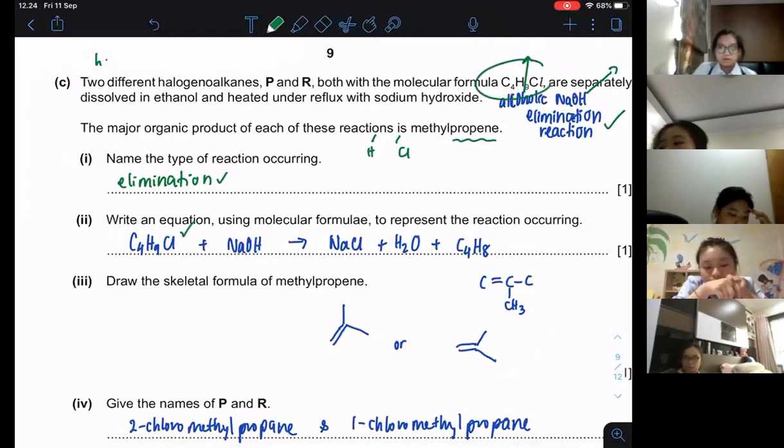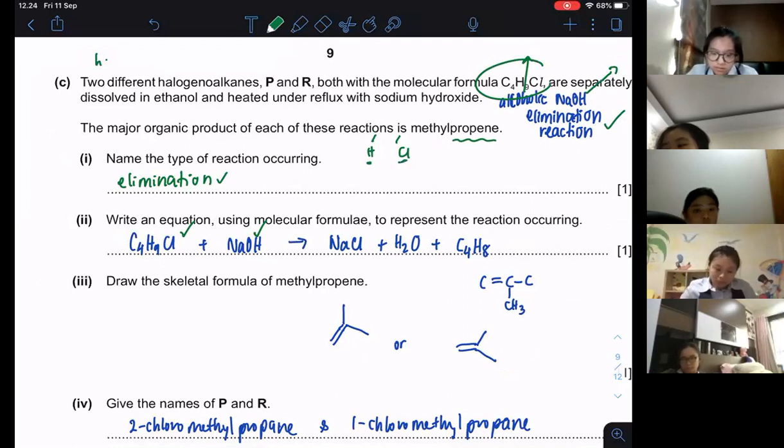So when you react with NaOH, what do we expect? We have H and Cl going out. The H will join with the OH to give you water. Cl will join with the Na to give you NaCl. We are left with the C4.